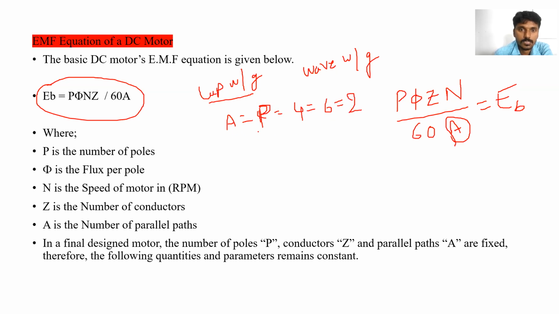Is it right? Okay, for wave winding, A is equal to 2. For wave winding, A is equal to 2, this is the constant. Clear? So for lap winding, A is equal to P, number of poles. If it is a 4-pole motor, we are taking A is equal to 4. If it is a 6-pole motor, A is equal to 6. If it is a 2-pole motor, A is equal to 2. Is it clear? So this is the EMF equation of the DC motors.